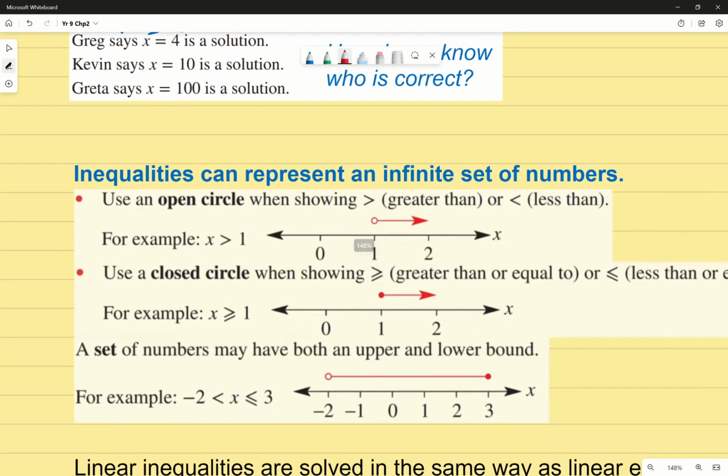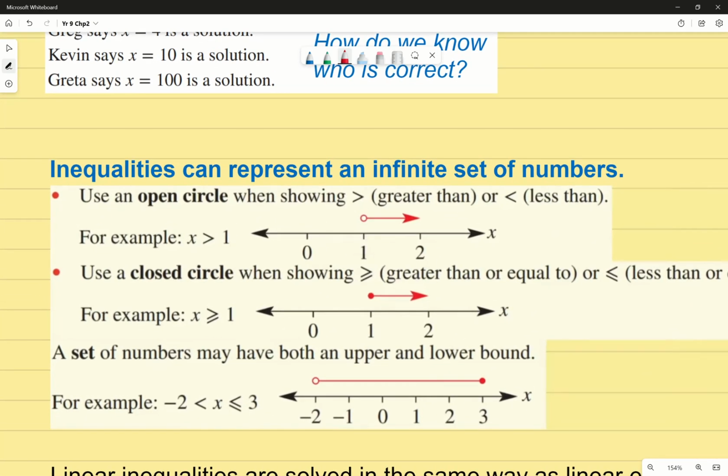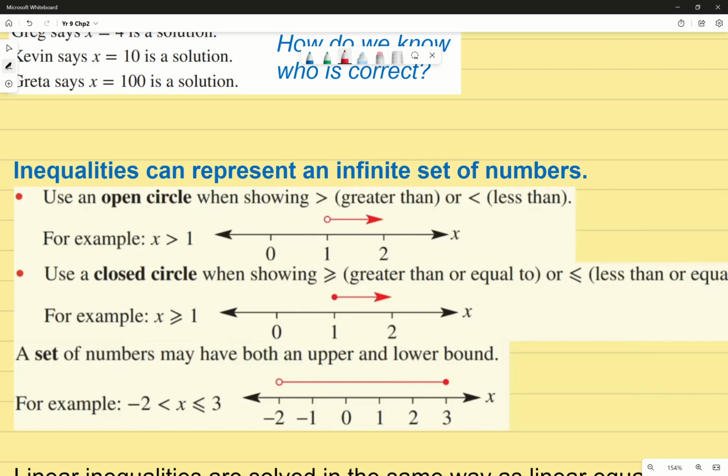Graphically, this is what it would look like on a linear line. Inequalities can represent an infinite number of numbers. We use an open circle if we're not including, and a closed circle if we're including. I'll explain what that means in a second. So open when it's not including, closed when it is including.